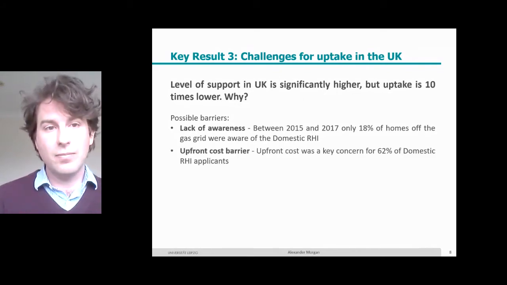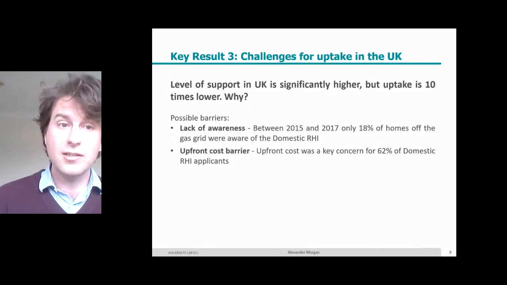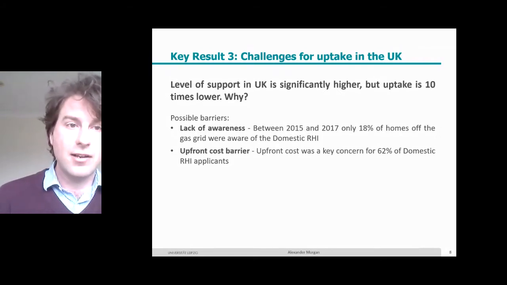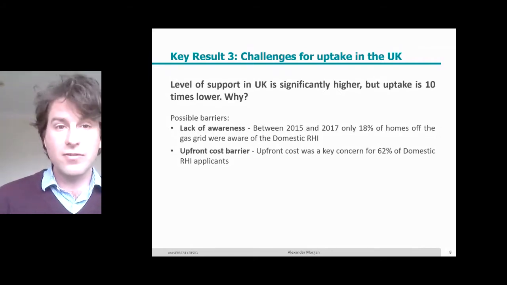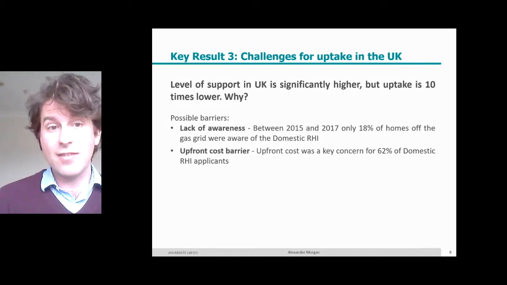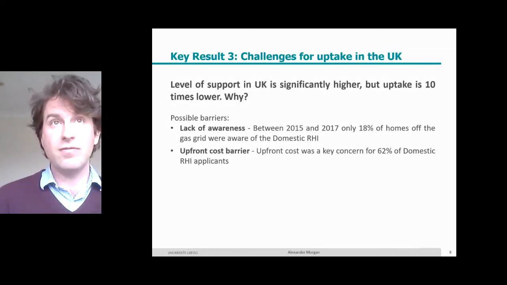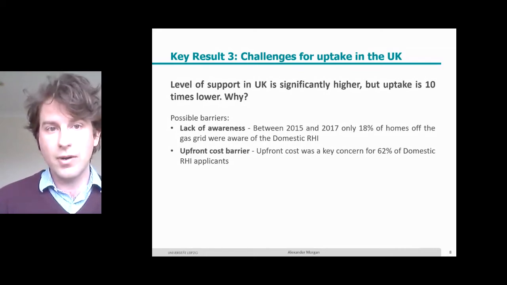Secondly, the challenge of having an upfront cost barrier. Upfront cost was recognised as a key concern for 62% of domestic RHI applicants. And of course, biomass boilers can be quite expensive. I think for a 25 kilowatt unit, it's something around £10,000. And not having a subsidised loan scheme or a way for people to borrow money to overcome this upfront cost could certainly have meant that people wanting to install biomass boilers weren't able to because of this upfront cost barrier.